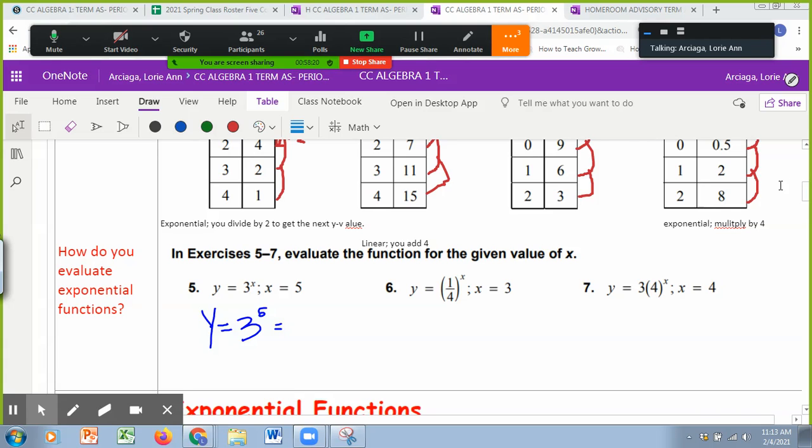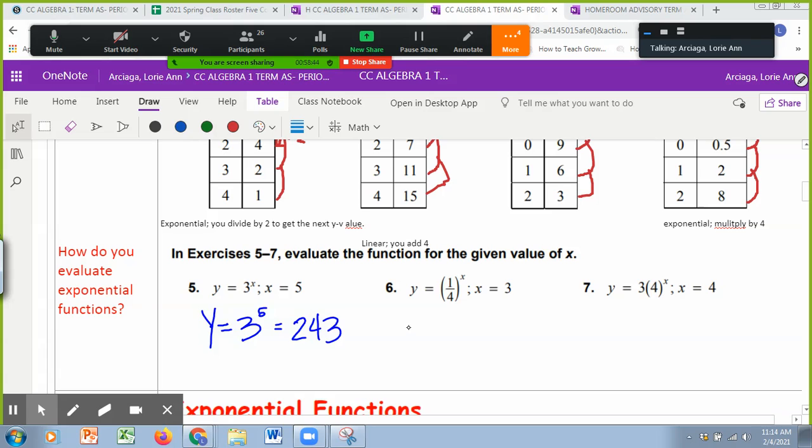You can also do that in your head or use your Desmos. What's 3 to the 5th power? 243, according to Emily. That's great. You multiply 3 5 times.